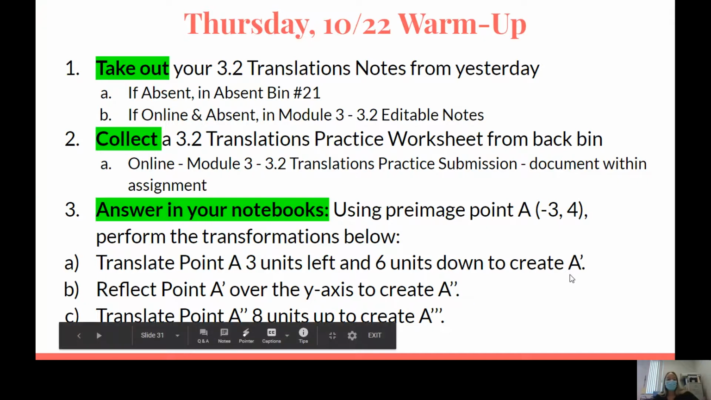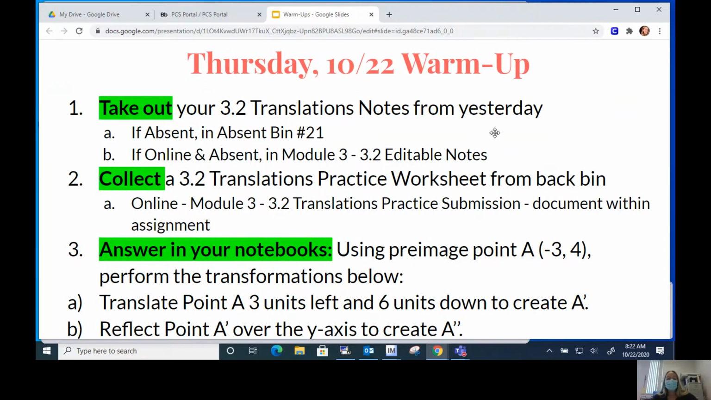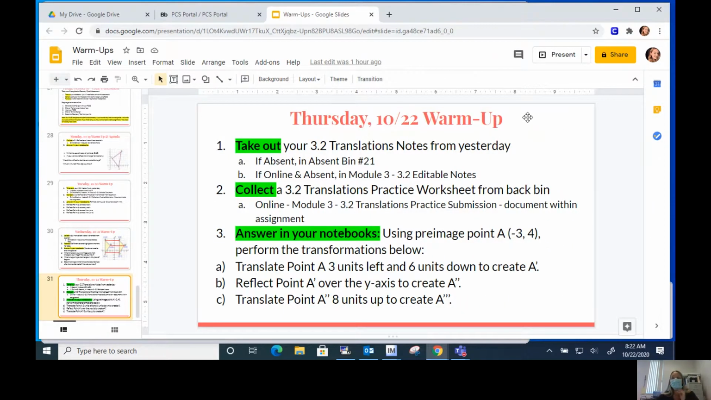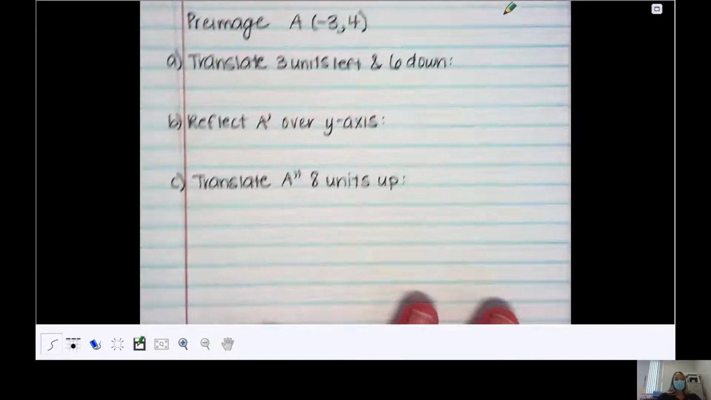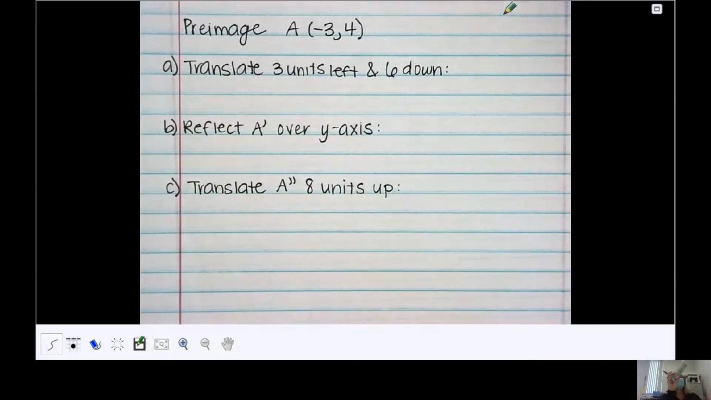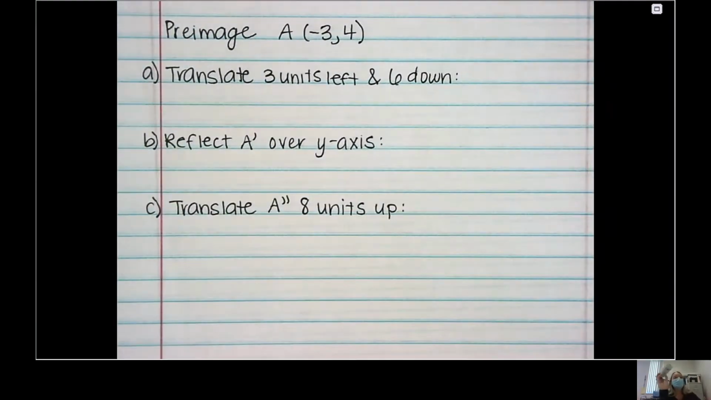For each one, we're going to perform those transformations below. We've done translations, which means to slide, and we've done reflection, which means to flip. So this has a little bit of both on it. My first one says to translate it 3 units left and 6 units down.